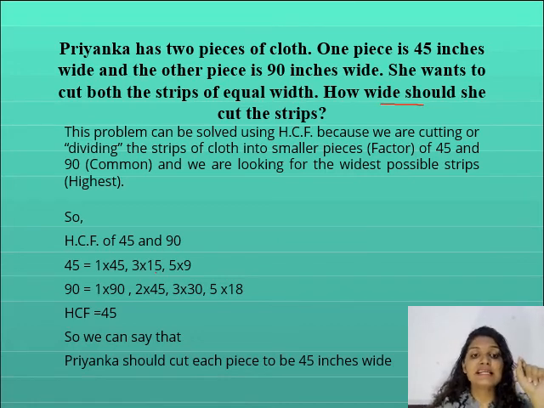So the HCF of 45 and 90 will be 45. You can try this, write all the possible factors, and then select the greatest common one. So that will be 45. So yes, we can say that Priyanka should cut each piece to be 45 inches wide, right? I hope this particular situation is clear.